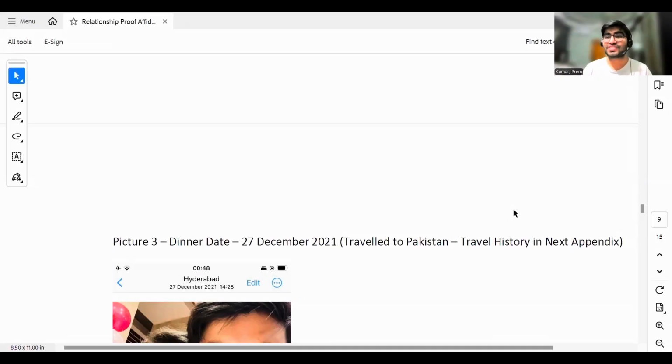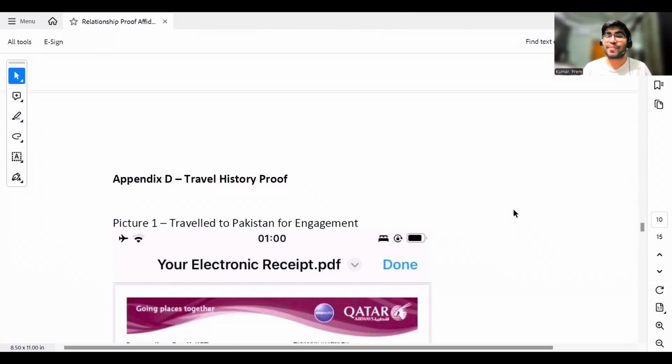Similarly, I put a few more pictures as well, like some pictures just before the wedding. When we were preparing for the wedding, we were doing the shopping, we had a few pictures, so I put them as well. Appendix 4, the travel history proof, is just to corroborate when we met together, for engagement, for wedding, or just for meeting together. My travel history should corroborate with my pictures. I went back to Pakistan different times throughout those years. So all this reflects when I went, and you can corroborate my travel history with my pictures very easily.